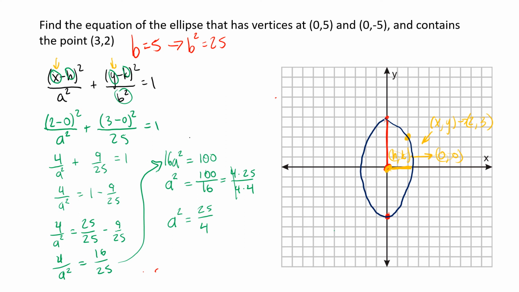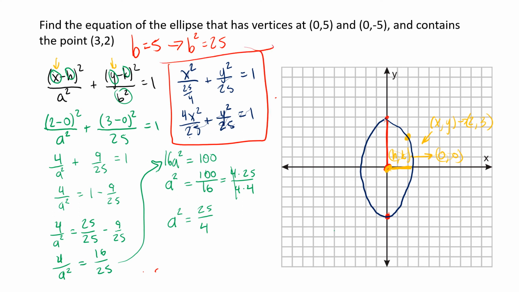We can just write the equation now, and we can write this in a couple ways. We can say it's x squared, okay, h and k are 0, so there's no h, so it's just x squared divided by a squared, which is 25/4, plus y squared divided by 25 equals 1. Instead of dividing by a fraction here, we can multiply by the reciprocal of it. So we could say this too, 4x squared divided by 25 plus y squared divided by 25 is equal to 1. That's another acceptable way to write it. Ask your teacher for what their preference is on that.